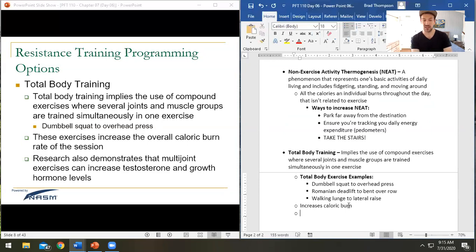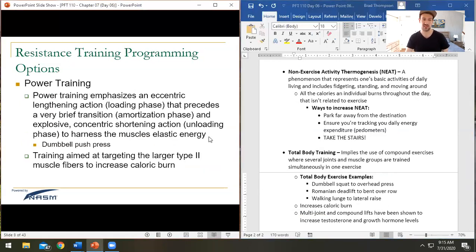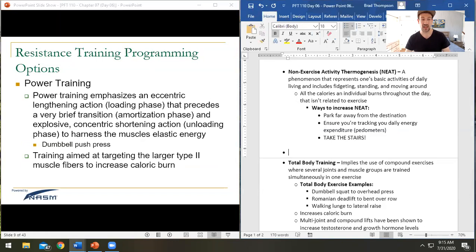We also know that multi-joint and compound lifts have been shown to increase testosterone and growth hormone levels, which is great for men and women alike, right? We know that our body tends to respond really well hormonally to these types of exercises. So that's a really great style of training that is effective for weight loss, right?